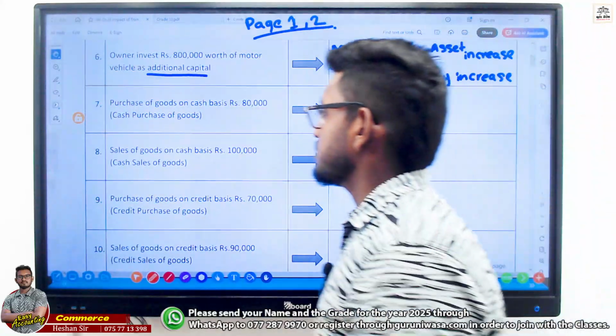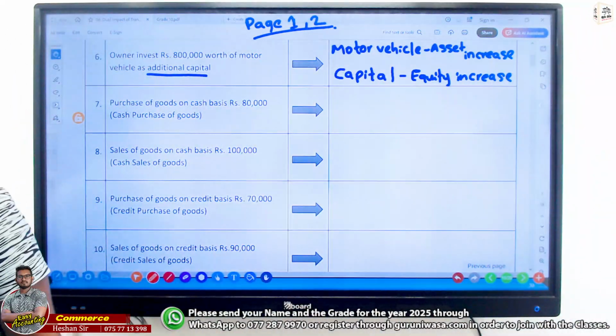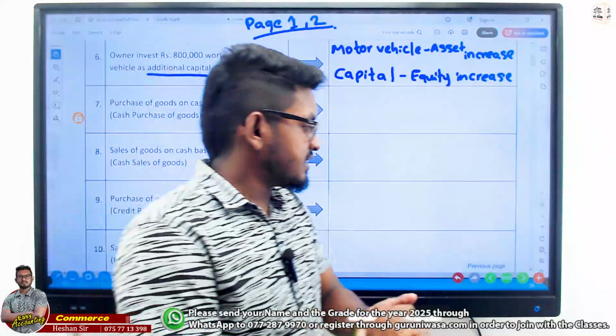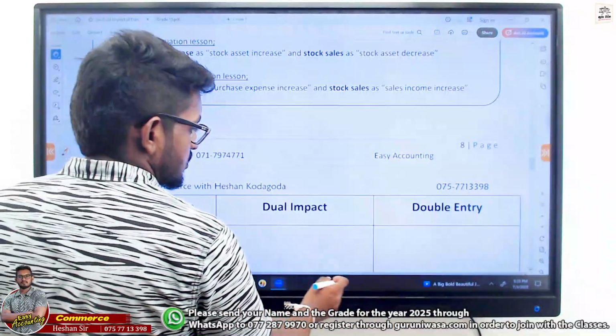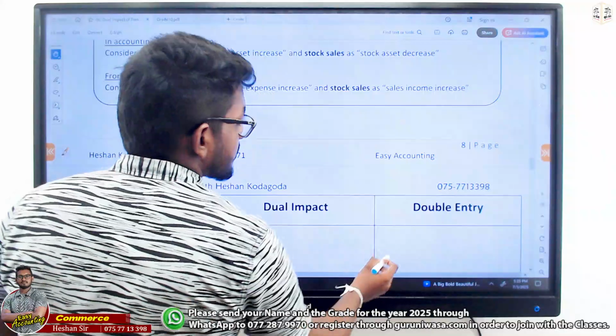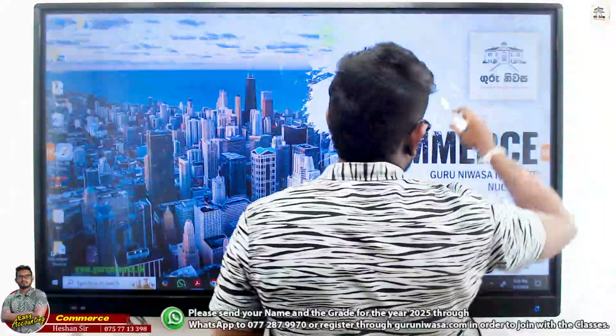Number 7. Now the important part. Stocks. We're going to discuss about stocks.